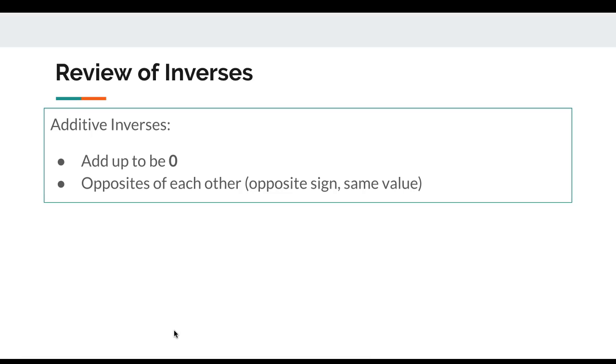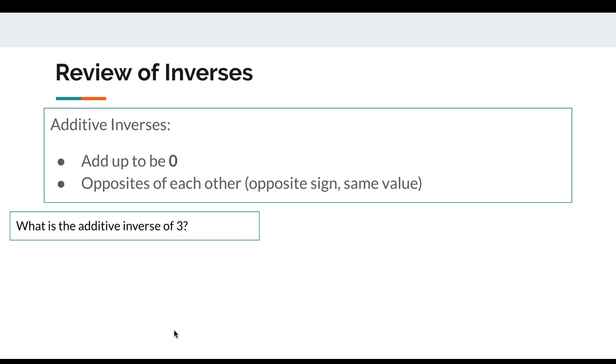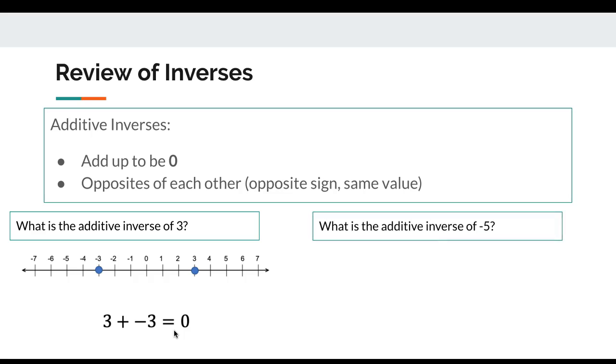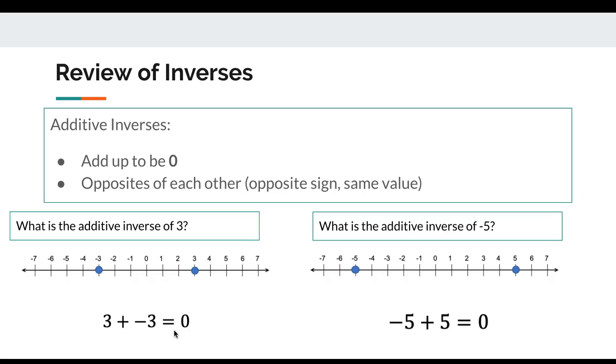Let's keep it moving. Additive inverse operations, that's basically addition and subtraction. Basically, they need to add up to give you 0. What is the additive inverse of 3? The answer is negative 3. How is that so, Mr. George? 3 plus a negative 3 gives you 0. Boom, there we go. What is the additive inverse of negative 5? Positive 5, I hope you said it. Why? Negative 5 plus 5 gives you 0.